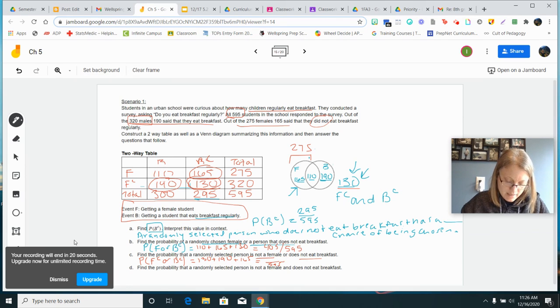And then for part D, someone that is not a female and does not eat breakfast. So the probability of not female and does not eat breakfast, that's everybody out here. So 130 out of 595.